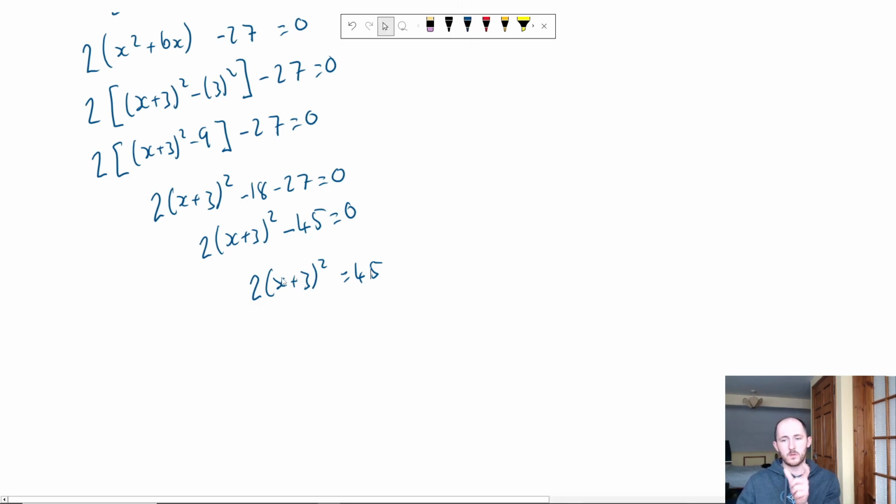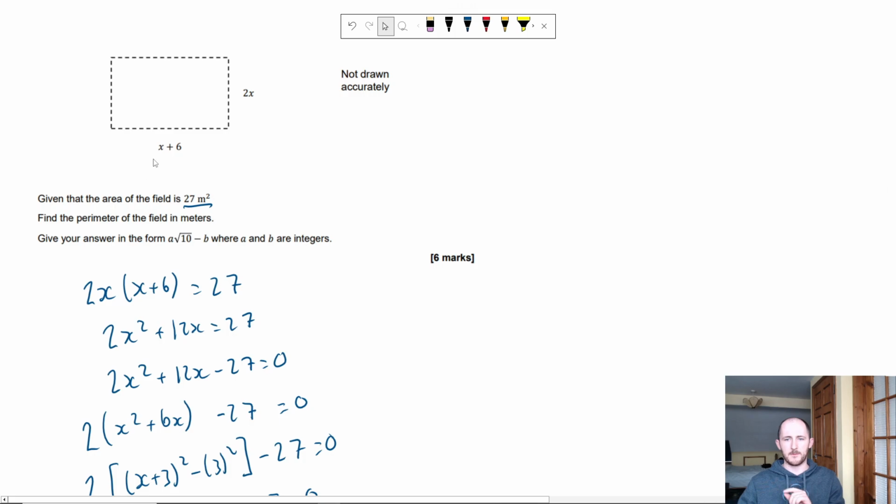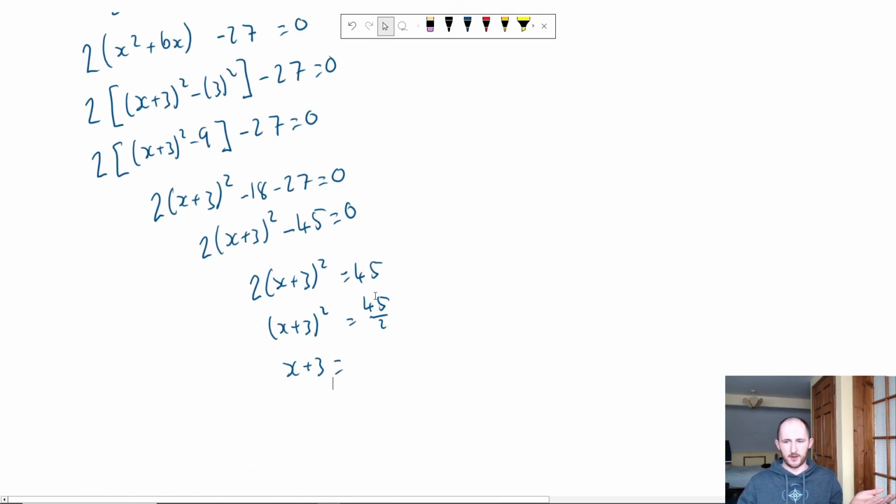The only time you square root is if the only thing on the side is the thing that's being squared. So we need to move the 2 first. Okay? So let's do x plus 3 squared. And all I'm doing is dividing both sides by 2 to give me 45 over 2. Square root both sides, we get x plus 3 equals, in this case, this is what we should think about. It's technically plus minus root 45 over 2.